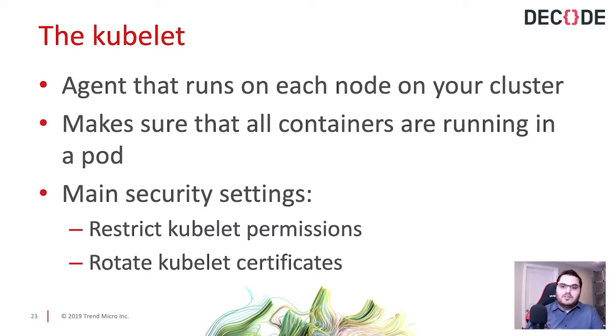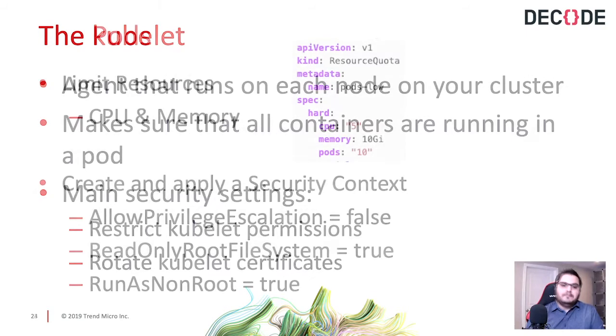So the credentials of the kubelet are stored in plain text on a specific directory. So if someone compromises one of your pods and is able to break out of that container, right, they can access that information and they can impersonate the kubelet to talk to the API server using the kubelet credentials. So you can check for that as well and restrict those permissions.